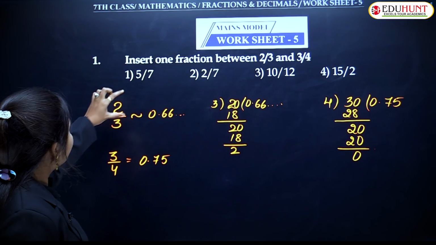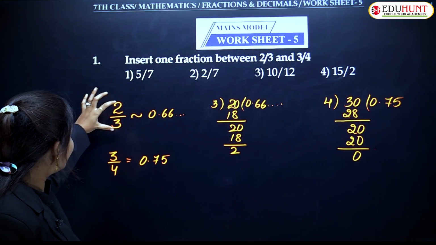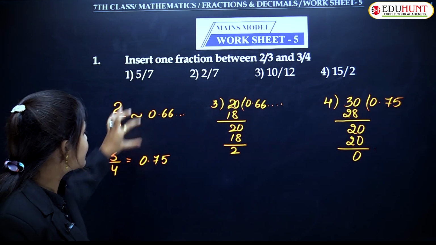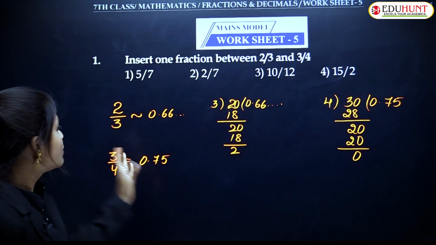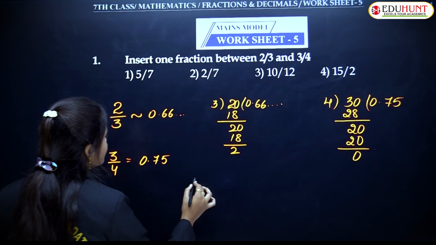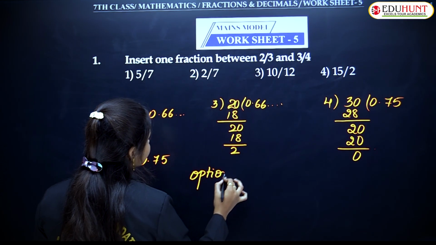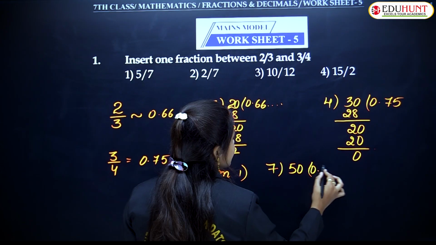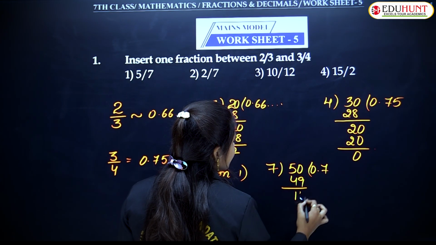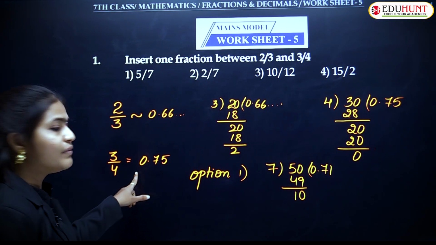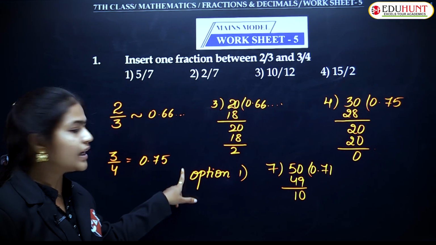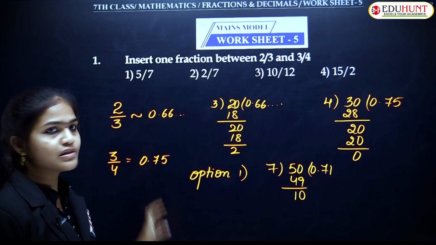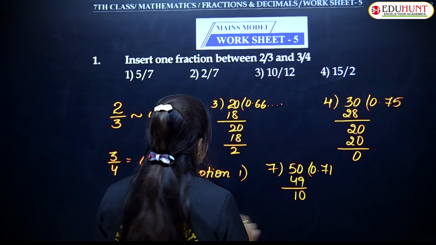Now we need to insert any one fraction between 2 by 3 and 3 by 4, which means the decimal value of that fraction must lie between 0.66 and 0.75. So let us check all the remaining options. The first option is 5 divided by 7. 7 sevens are 49, remainder 1, 0. So 0.71, and we have 0.75 there. The number lies between 0.66 and 0.75, so this one is satisfying, 5 by 7.